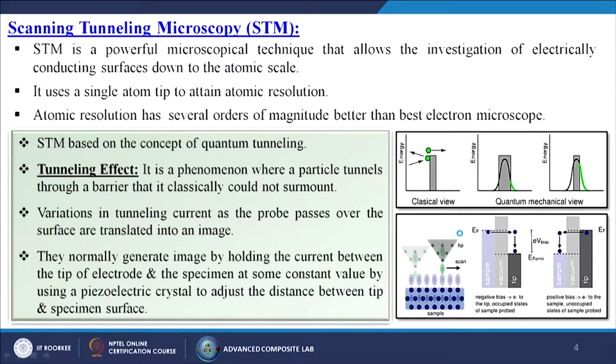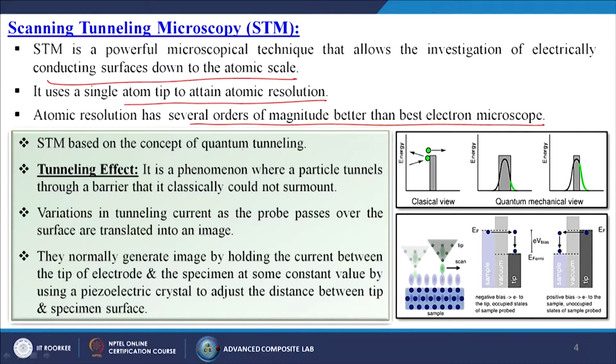First we are going to discuss scanning tunneling microscopy, STM. STM is a powerful microscopic technique that allows the investigation of electrically conducting surfaces down to the atomic scale. It uses a single atom tip to attain atomic resolution. Its resolution is several orders of magnitude better than the best electron microscope. STM is based on the concept of quantum tunneling.